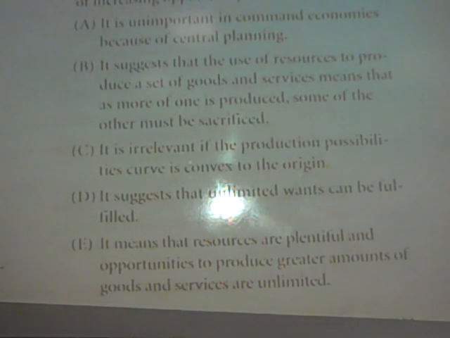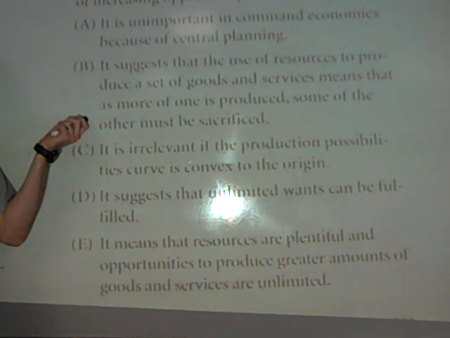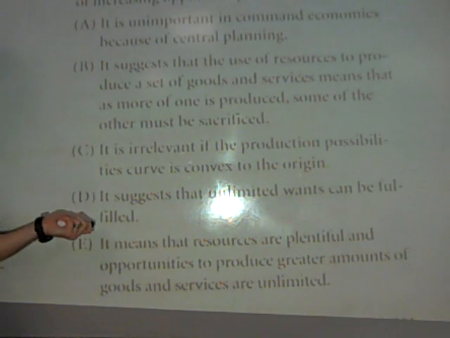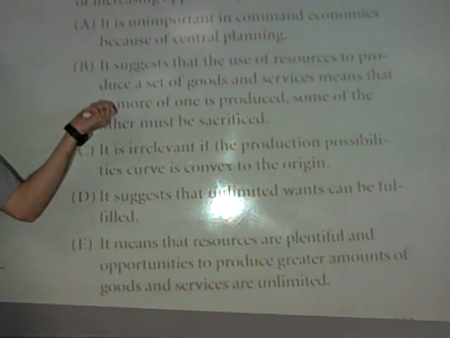All right, and the United States has some elements of command economy. Anyway, it suggests that the use of resources to produce a set of goods and services means that as more of one is produced, some of the other must be sacrificed. It does suggest that. So does a flat one. So when I did this earlier, I was skeptical of this answer. I went hunting for another better answer and couldn't find one. So I went back and put B.